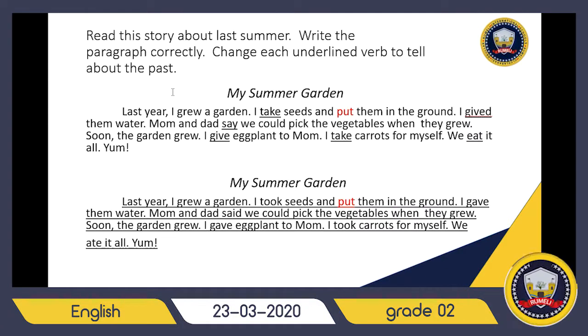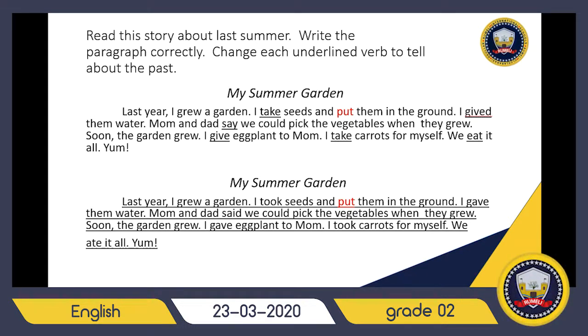So here they have written a story. Read the story about last summer. Write the paragraph correctly. Change each underlined verb to tell about the past. My summer garden. So they have already underlined the wrong verbs which you have to correct and rewrite the whole paragraph. I have done this page also for you, but I want you to try it by yourself. Once you try it, then you can check my answer.